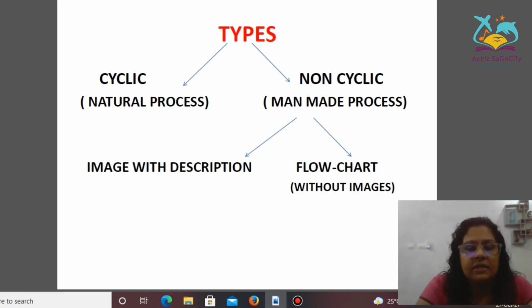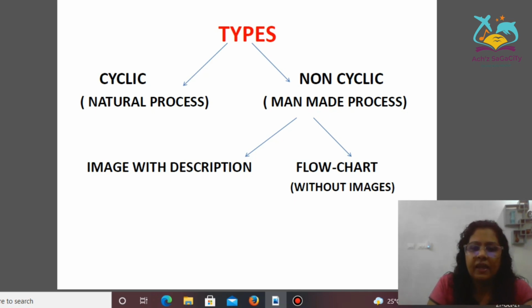So you know that we have two types under process diagram, cyclic and non-cyclic. Cyclic in the sense that will be natural procedures like the lifespan of butterfly, the lifespan of frog, the water cycle, like that things coming under cyclic. Then non-cyclic means man-made process. That may be the working of any particular machine or regarding any procedure or the manufacturing of any product.